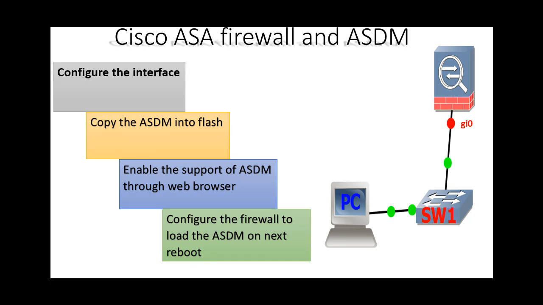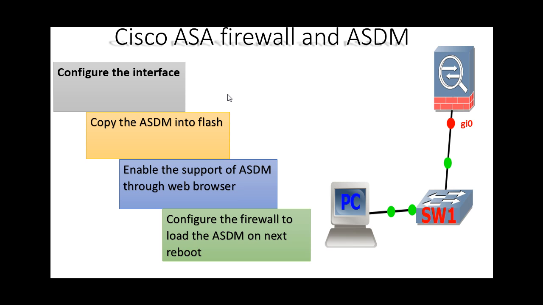Hello, I'm going to demonstrate on a Cisco ASA firewall with ASDM. There are a few steps we're going to do to configure it and let ASDM run through the web interface. The first thing is we need to assign IP addresses to the interfaces.